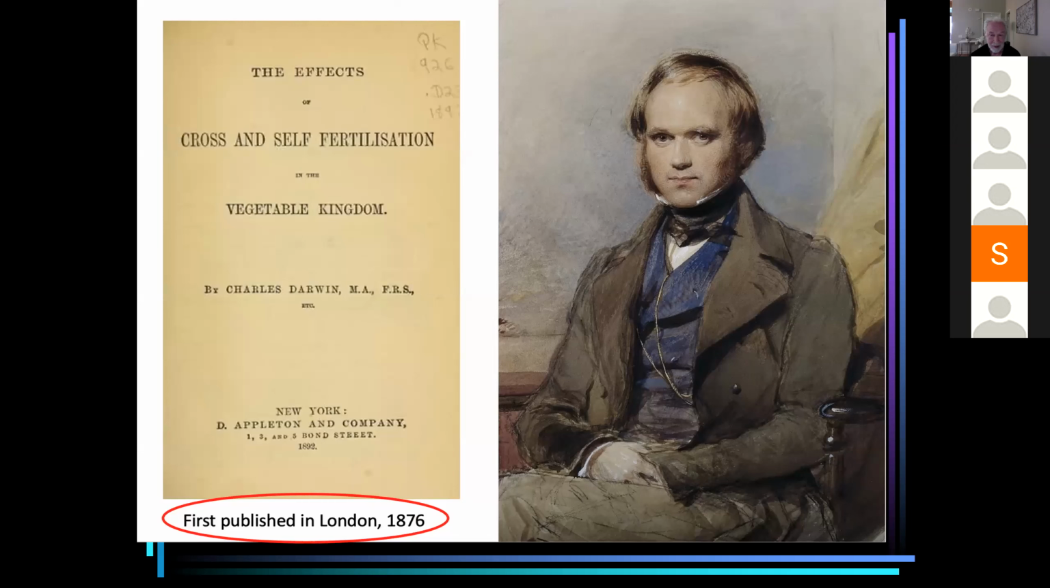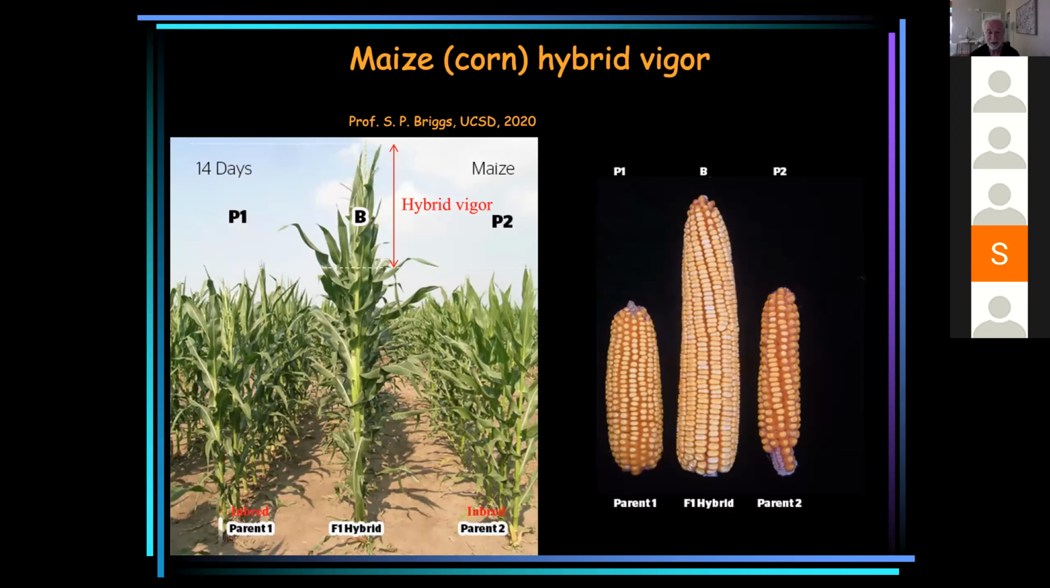Interestingly, Darwin, yeah? That's otherwise known as heterosis. Yes, hybrid vigor is known as heterosis. That's right. Good point.